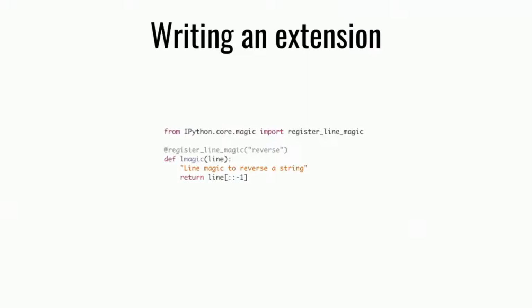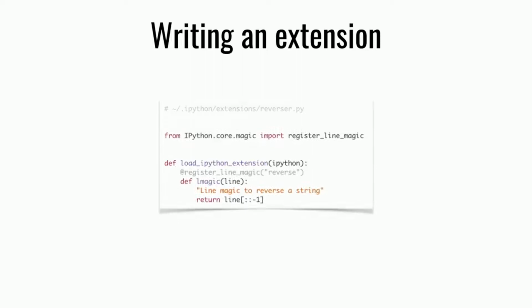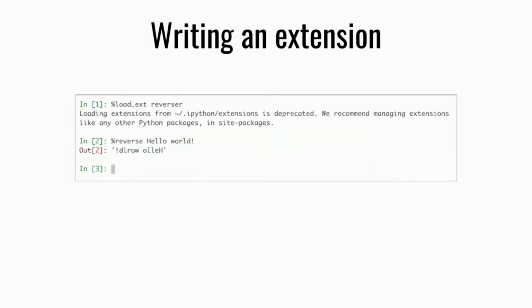That was the code of our magic function. All we have to do is take this code, put it inside load_ipython_extension. Keep in mind that this function should always accept one parameter, the IPython object. So even though we are not using it in our example, we have to accept this parameter. Otherwise, IPython will complain. And you have to save the function in a file called reverser.py inside the extensions directory of IPython. Now, if we start IPython and load our extension, the magic function reverse will be available in our session.